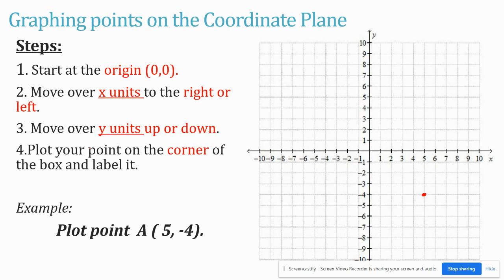Okay, that's our last step. Plot your point on the corner of the box. It has to be right on the corner, and we're going to label it. So this was point A, so we're going to label it A.